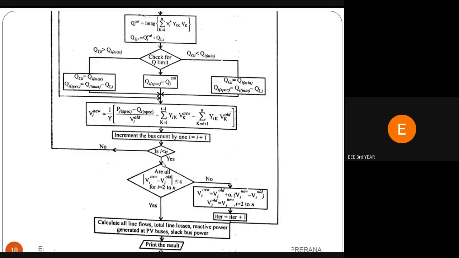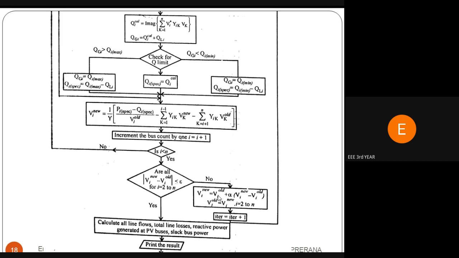Next, from this we can find the tolerance value, that is Vi new minus Vi old. We subtract the old value from the new value and check whether it comes under the tolerance. If it is not, we go to this step, where Vi new is equal to Vi old plus alpha times Vi new minus Vi old. Here the alpha value is 1.1. We calculate the new value and repeat the iteration.